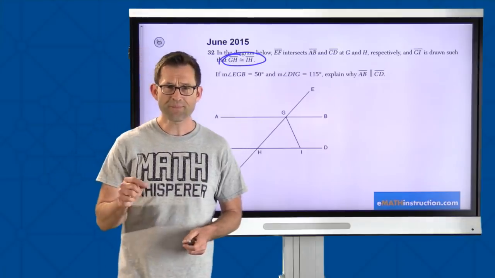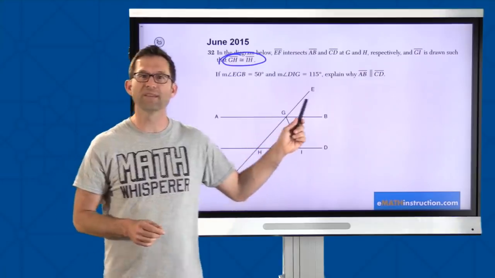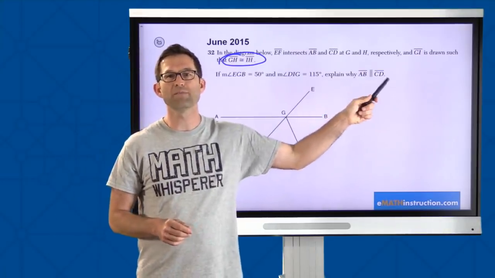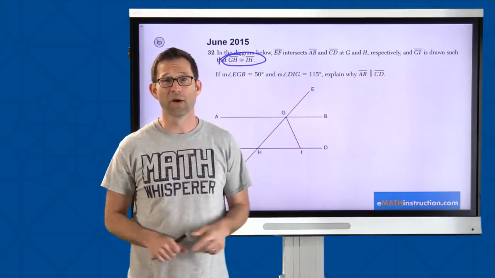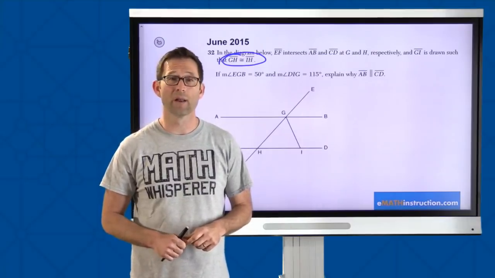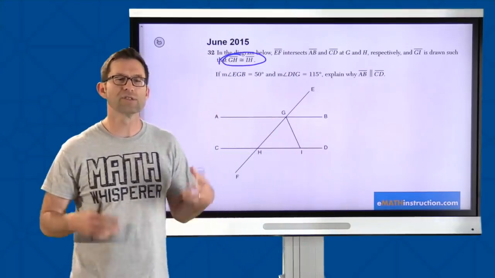And honestly, I'm kind of picky about the way tests are constructed, I kind of wish it had said, explain why AB must be parallel to CD. Do you know what I mean? Like, hey, I think AB is parallel to CD because that's the way they were drawn. You know what I mean? Or maybe they could have said, explain why we know that AB is parallel to CD or something like that.